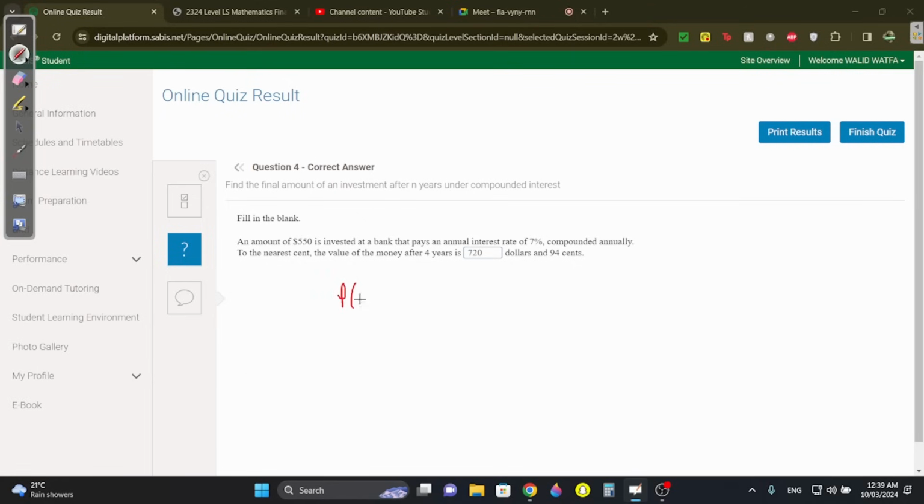Use P(1 plus R)^n. The initial amount is 550. 1 plus 0.07 to the power of 4, and you get $720.939, I think, or something. They want you to round it to the nearest cent. I don't know why, but it's already given to you. They gave you 94 cents, and you just take the 720.